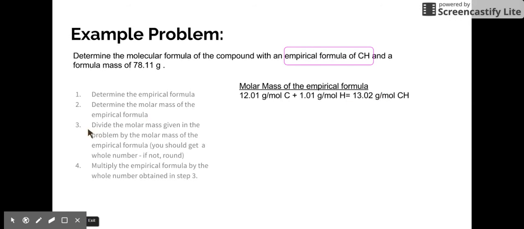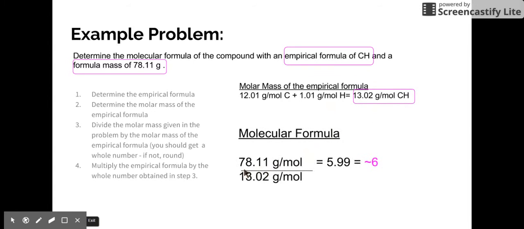Next, step 3 says divide the molar mass given in the problem by the molar mass of the empirical formula. So let's go look up in the problem. It says here we have a formula mass of 78.11. That's the molar mass of the molecular formula. That's the molar mass of the formula we're looking for. Well, that's awesome. We're going to use that molar mass and divide it by the molar mass of the empirical formula. So that's right here.